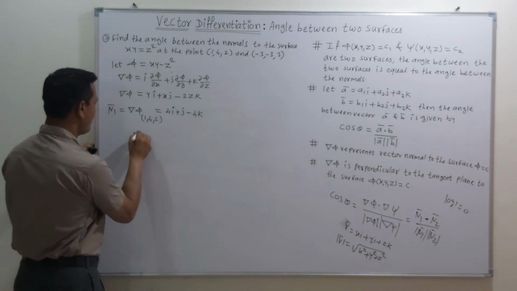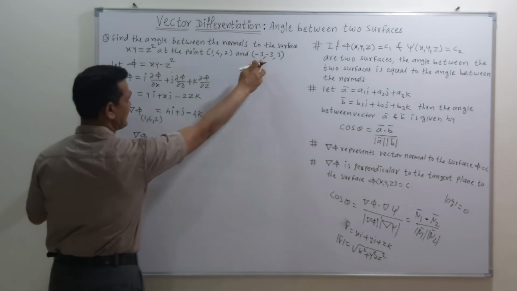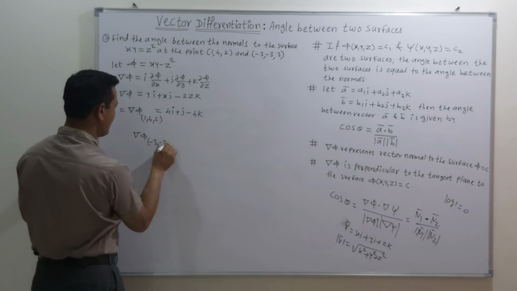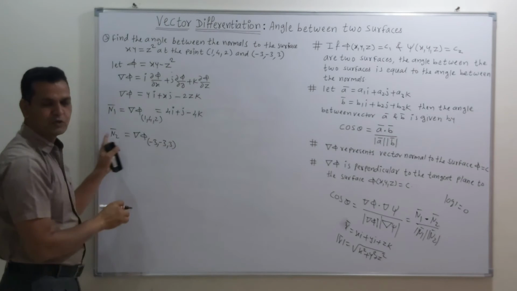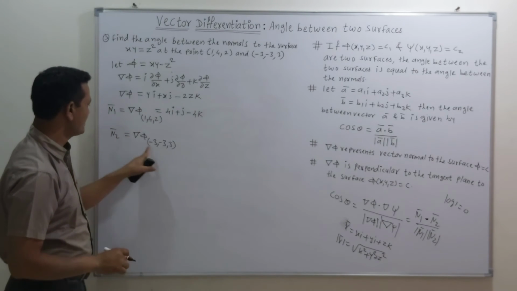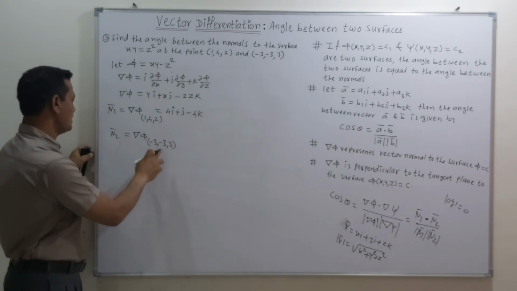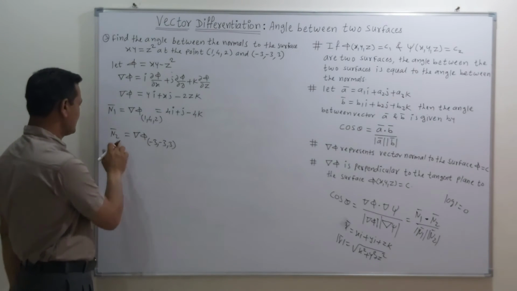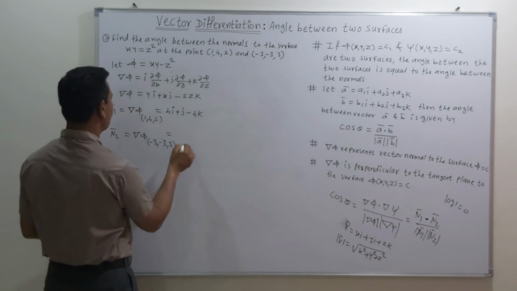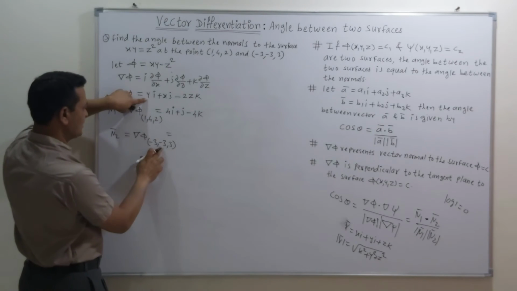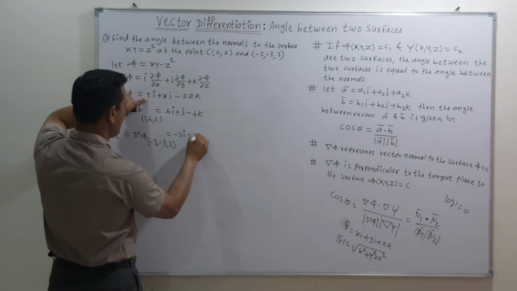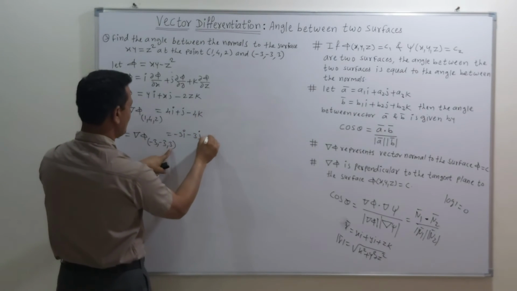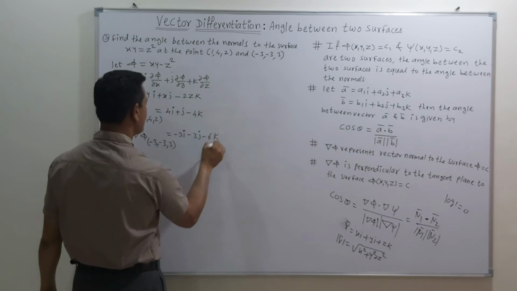Similarly, find the value of del phi at the second point. The second point is minus 3 and 3, and let's denote this by n2 bar. So n2 stands for the normal to the surface at the point minus 3 and 3, which is the second point. So that's why this is the second value. Which is given as, put y is equal to minus 3, so we get minus 3i. Then this is minus 3j. Then z is 3, so 2 times 3 is 6, so we get minus 6k.